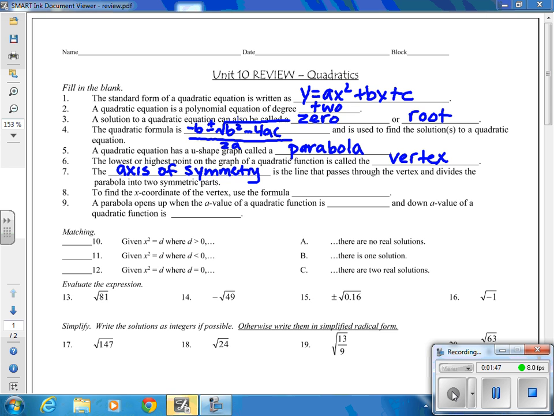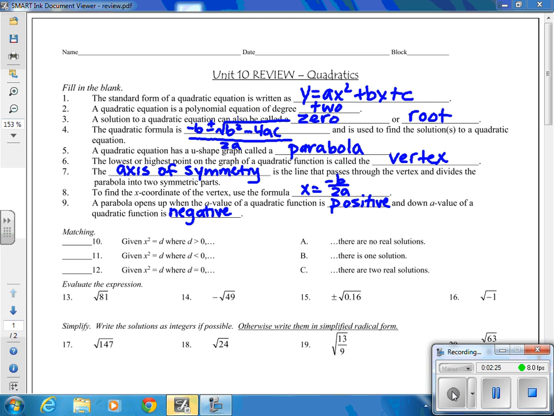Okay. Number 8, to find the x-coordinate of the vertex, you will use the formula x equals negative b divided by 2a. Right? That question will not show up on the test, so do not stress over that one. Right? You do not need to know that formula. We know of how to get the axis of symmetry equation from using the vertex. For number 9, a parabola opens up when the a value of a quadratic function is positive, and down if the a value of a quadratic function is negative.